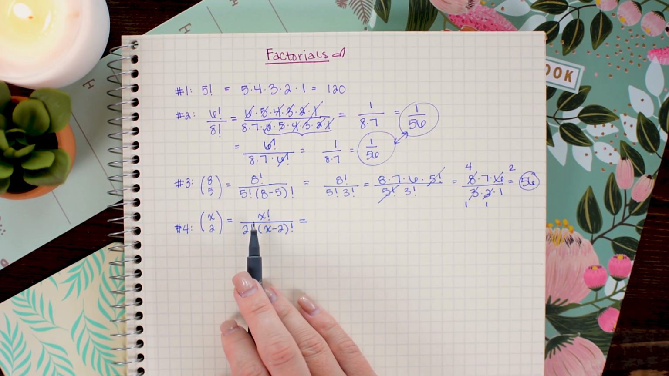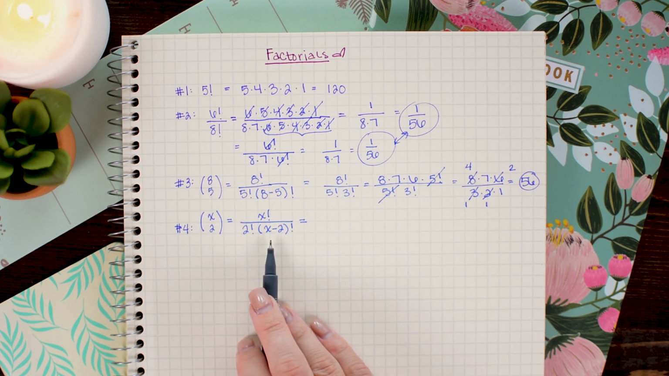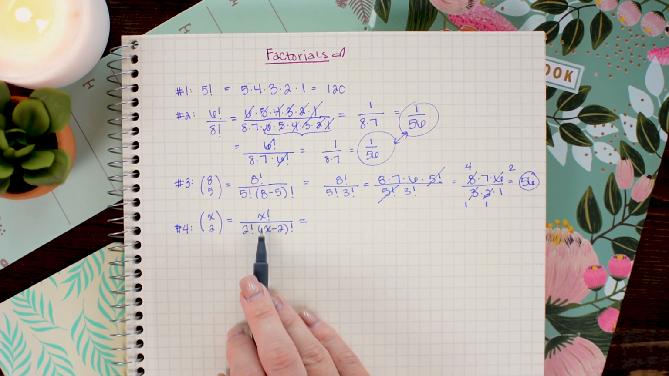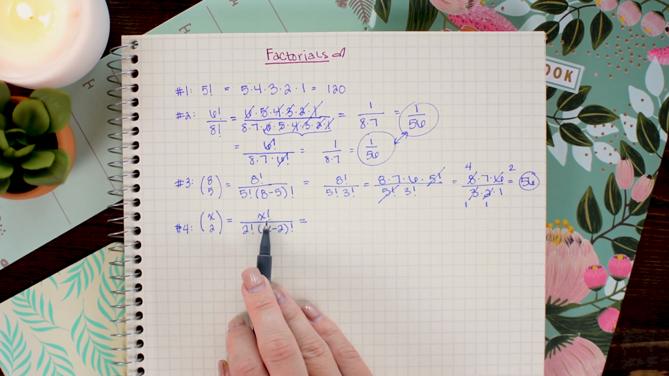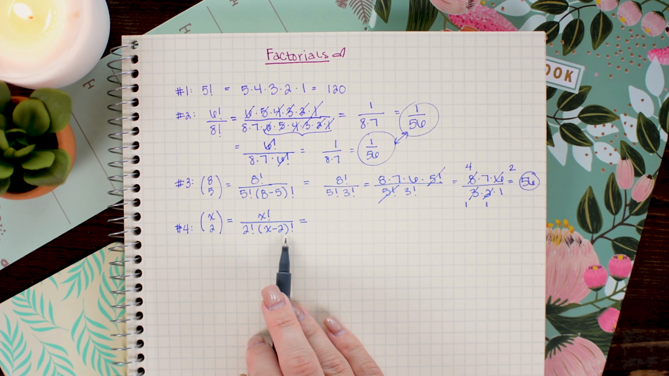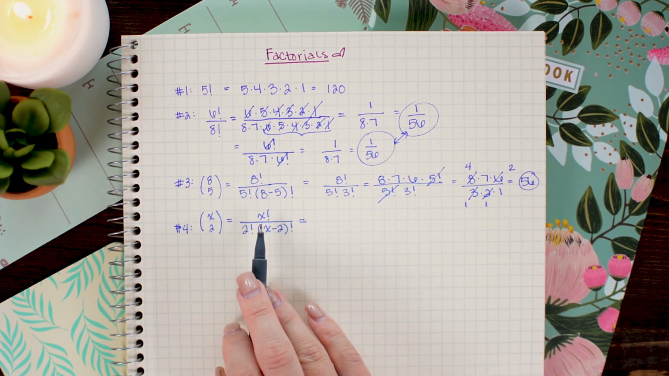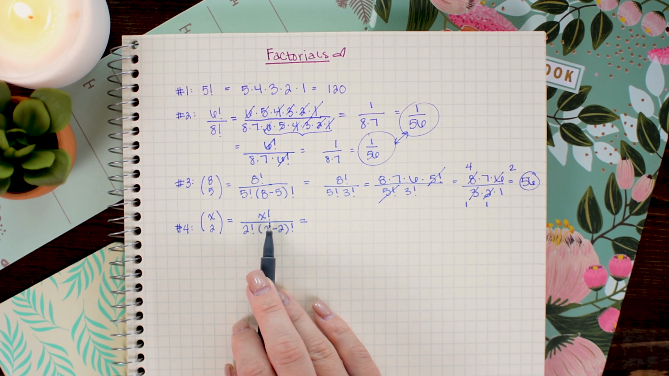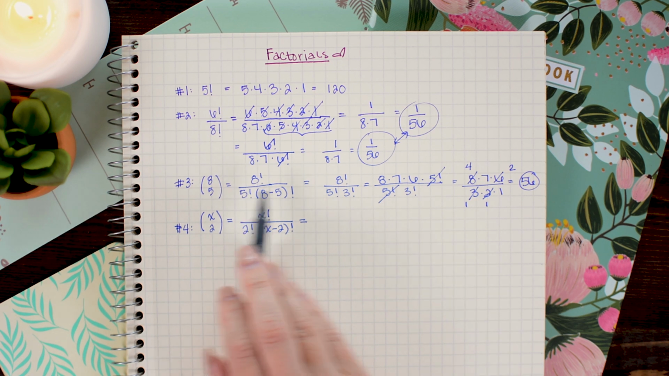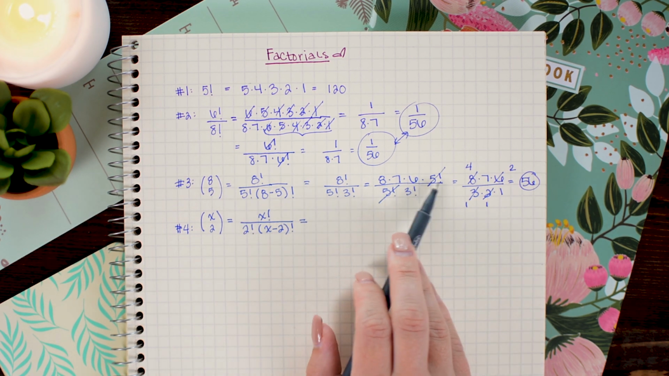Similar to our last problem, I'm going to look at the relationship between the values that I have, and I see that I have an x factorial and an x minus 2 factorial. So x factorial is definitely 2 larger than x minus 2 factorial, so I know I'm going to start there with my canceling. Now, even though I don't know the numbers, I can expand the x factorial because I know that I'm going to just descend by 1 each time.